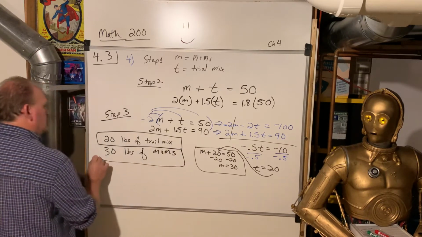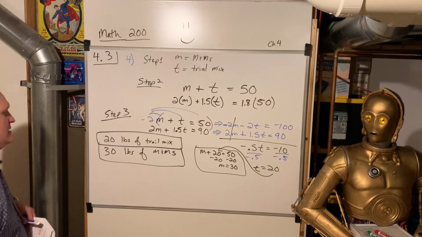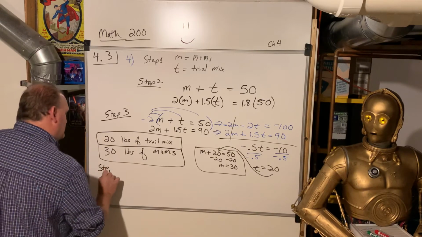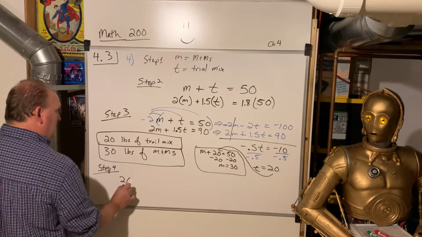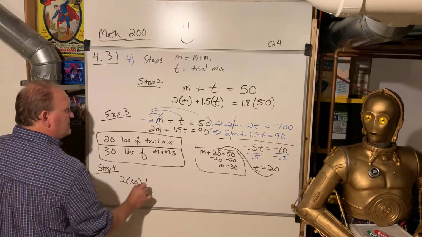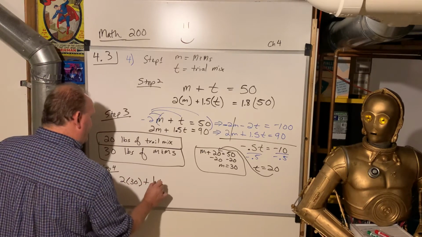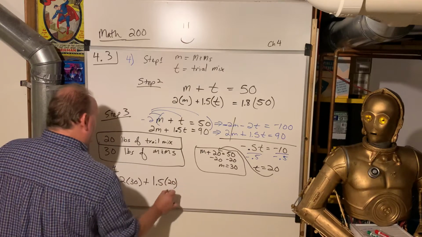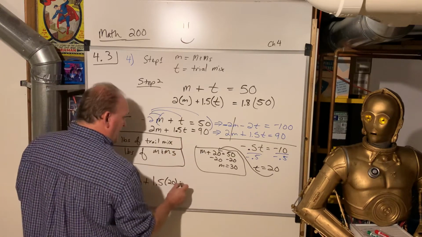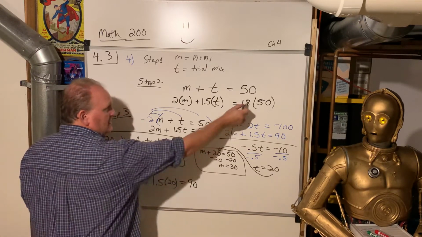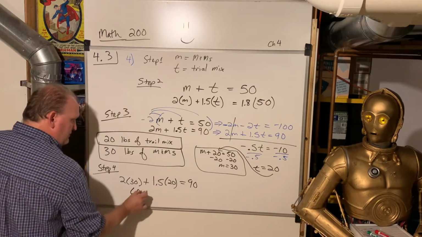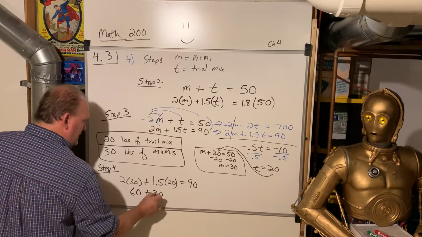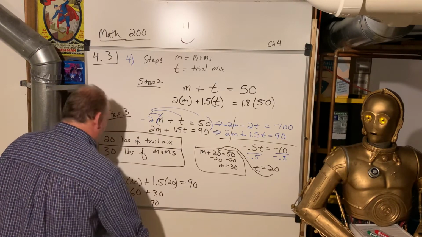All right. So that was step 3. We solved it. And step 4 is check it. And so the check on this would be with the money then. We'd say 2 times 30 for the M&Ms plus $1.50 times 20 for the trail mix. That should equal $90 that we got from 1.8 times 50. And I believe it does. 60 plus 30 is 90. Yep. So it checks out. We're good.